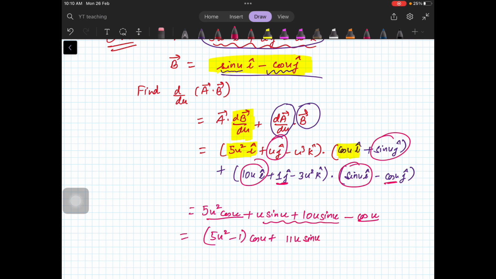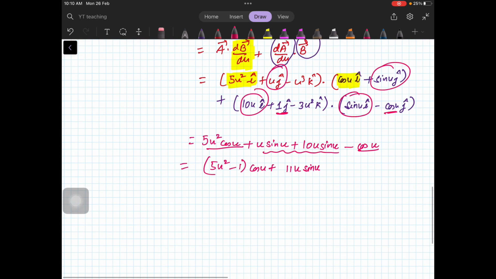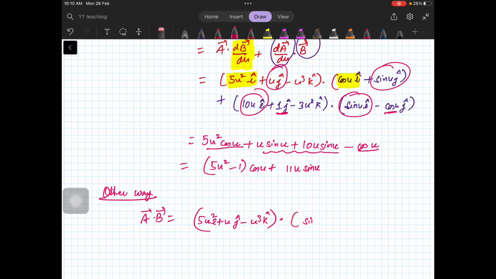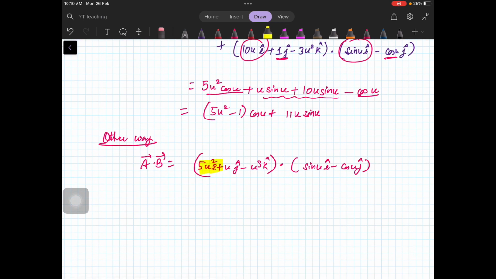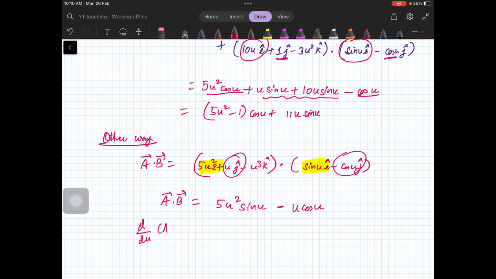So that's our answer. Okay, and the other way is that you first find the dot product A dot B. So A dot B will be 5u² i cap plus u j cap minus u³ k cap dot product with sin u i cap minus cos u j cap. Now you take the first with the first, so that is going to be 5u² sin u, and then the second with the second, so that would be minus u cos u. So that is my A dot B, and now I would like to differentiate with respect to u.